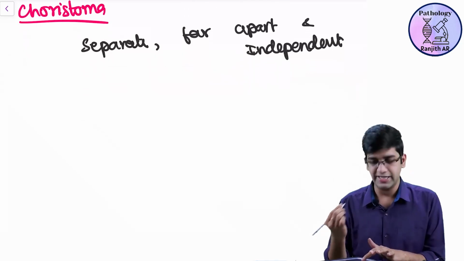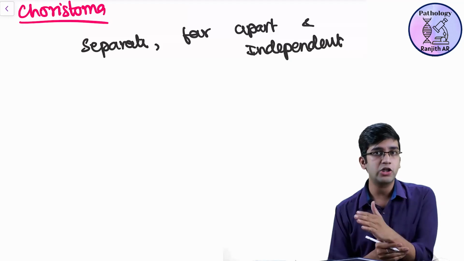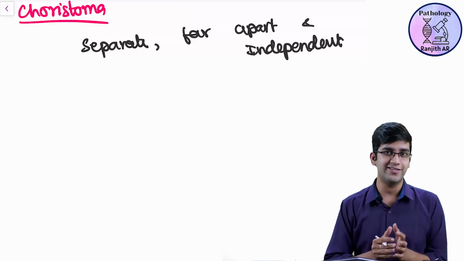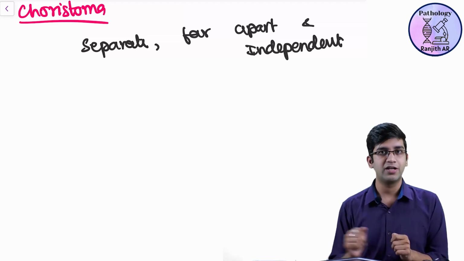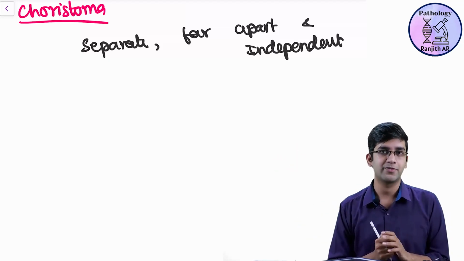Separate, far apart, and independent. That's the literal meaning of choristoma when it's converted to English. See, now it looks very simple. I can remember it very easily, that's all. I'll give you an example. It will fit into the name. If it doesn't fit into the name, ask me.